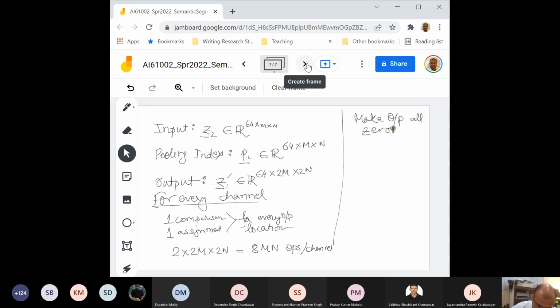So that is going to cost you what? It's an assignment operation. So it will be 2m into 2n, which is equal to 4mn clock cycles. Okay. The next one: you wrote down that you take a block of 2 cross 2 from Z1 prime BB and assign P of Pi is equal to Z2.